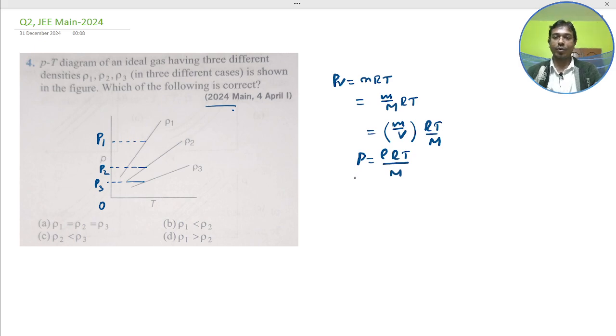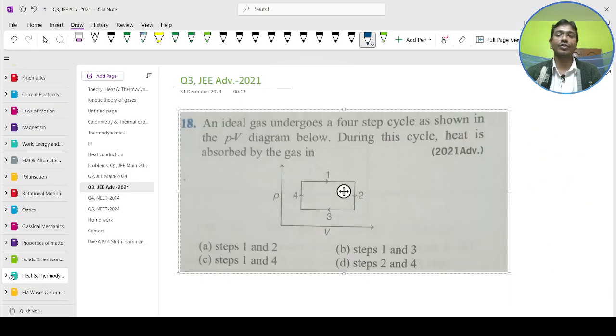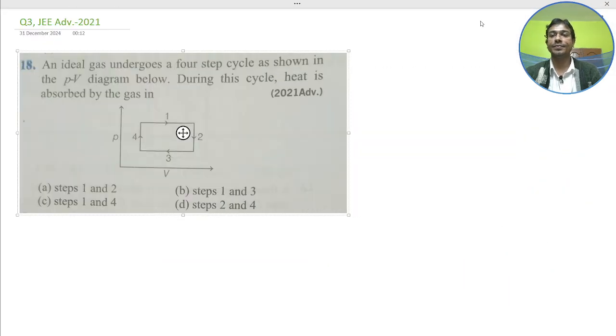So P = ρRT/M, so P is proportional to ρ. P1 is greater than P2 is greater than P3, so in this condition ρ1 should be greater than ρ2 greater than ρ3. So our final answer is D. Just common sense applied here. Next one, NEET.